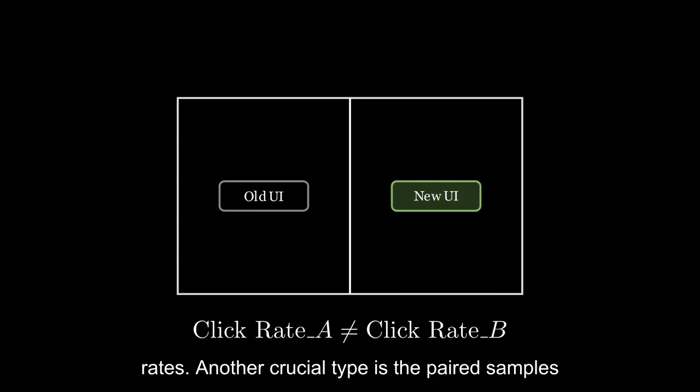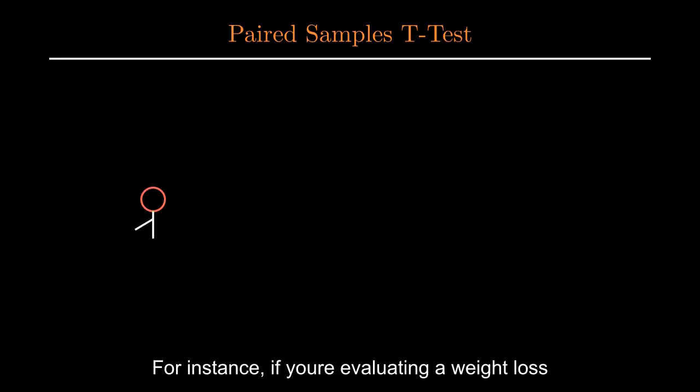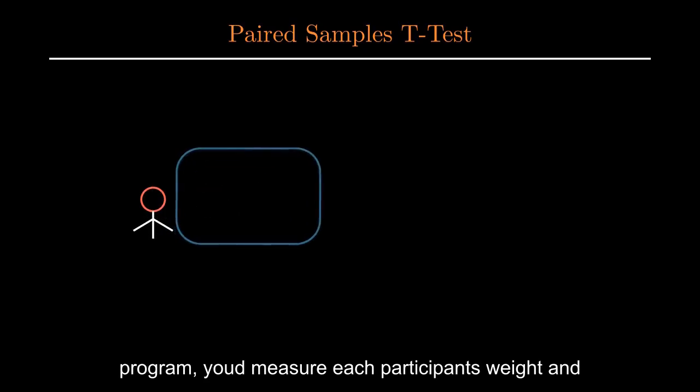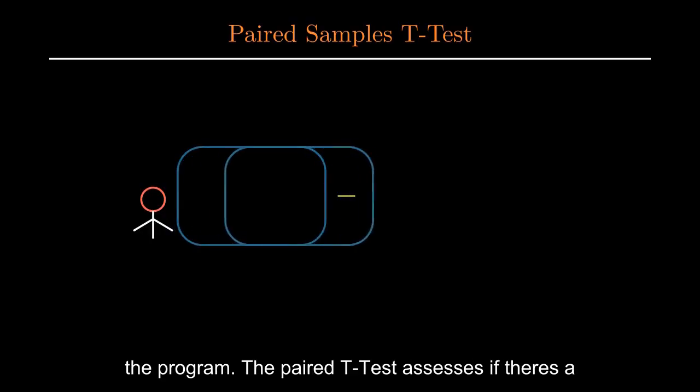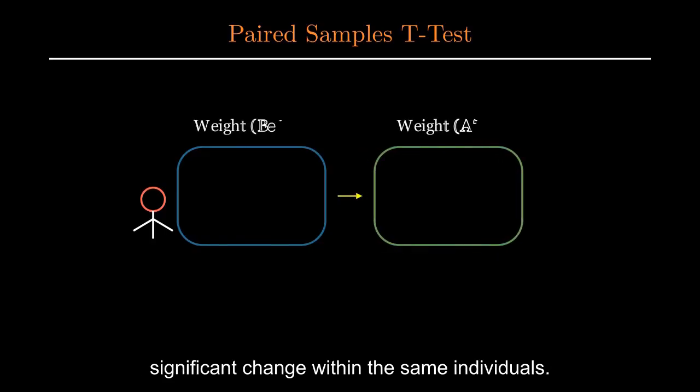Another crucial type is the paired samples T-test. This test is used when you have two measurements from the same group or matched pairs. For instance, if you're evaluating a weight loss program, you'd measure each participant's weight before and after the program. The paired T-test assesses if there's a significant change within the same individuals.